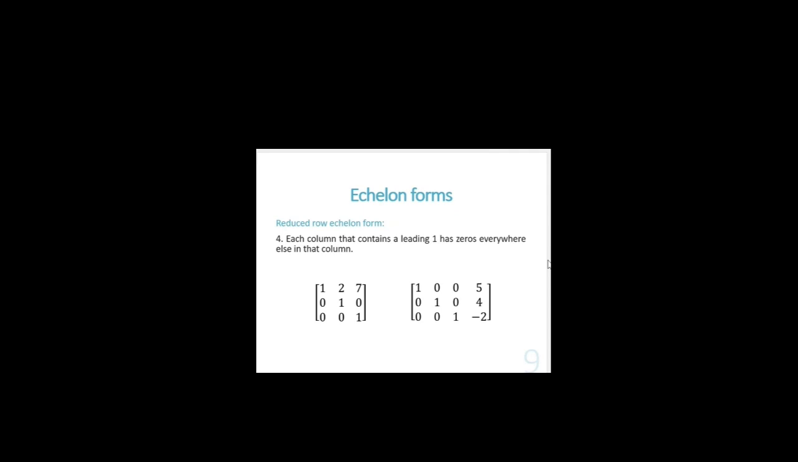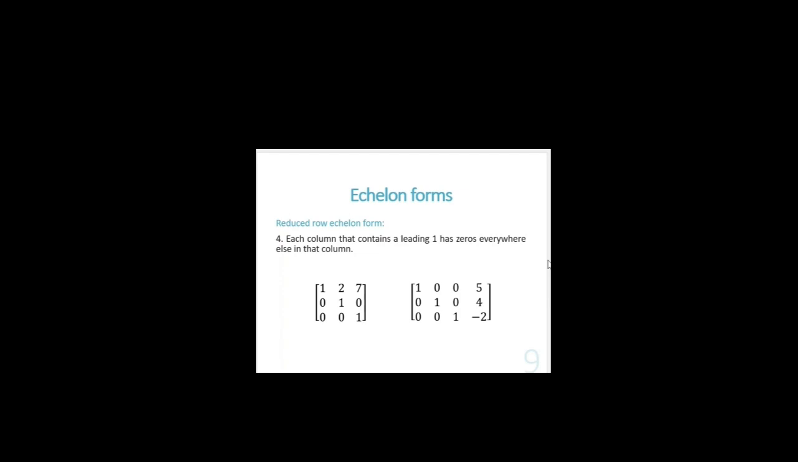So let's look at this one for that 4th property: each column that contains a leading 1 has zeros everywhere else in that column. What do you think about this matrix on the left? No. What's wrong with it? All right, so we take it column by column. This is the leading 1 for this row. Both of the other numbers in the column are 0, so this column is good. Here would be our next leading 1. What's wrong with this? There's a 2 above it, right?